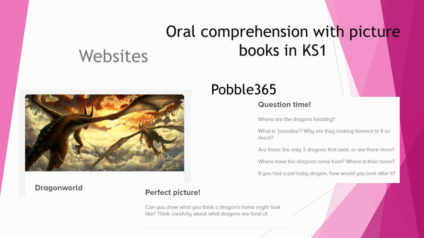Pobble 365 is a great website if you're just using a picture to teach comprehension, and they obviously have a picture for each day of the year. There are questions already there for you. I don't know if you can read these very well, but there's some examples on there. Question time. And the pictures give the children a chance to really think about what is happening. It also shows them that you can just look at a picture and really focus on comprehension as well with them.